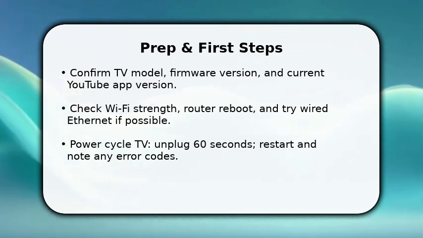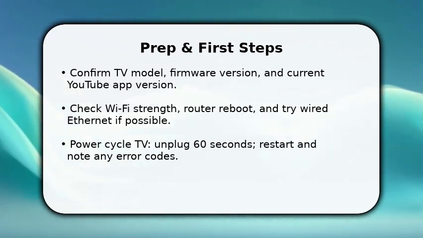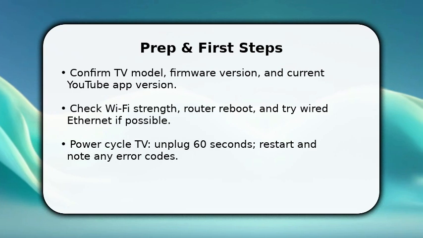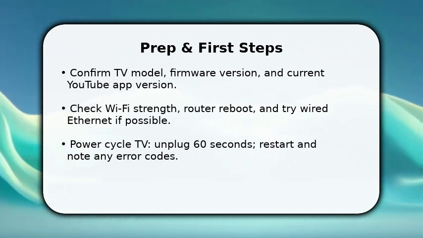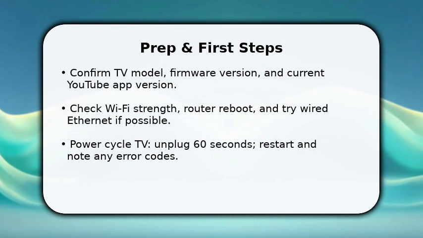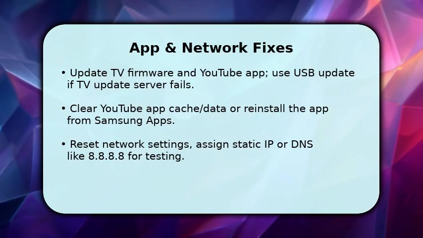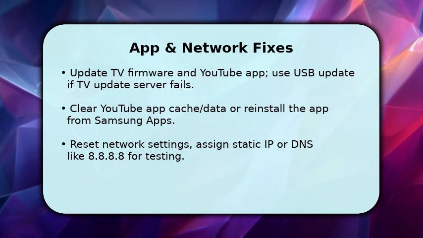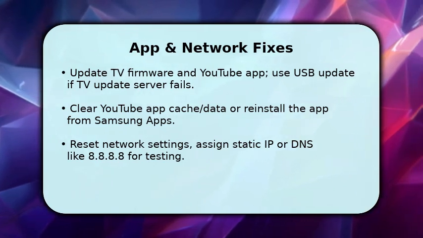Now power cycle the TV by unplugging it for 60 seconds. This clears temporary glitches. Make sure to note any error message on screen so you can reference it in the next steps. Next, update the TV firmware and the YouTube app because outdated software often breaks streaming.